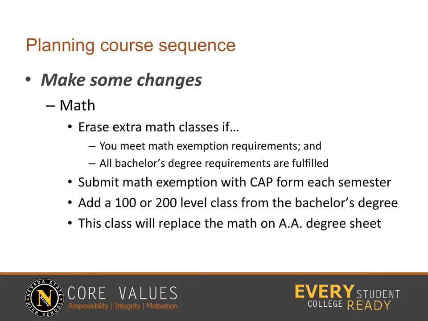You will need to file a math exemption with your CAP form for the semesters that you are not taking math. When you replace the math classes on your degree planning form, remember, use 100 or 200 level classes from your bachelor's degree sheet. This new class will also replace your math class in the elective category on your associate's degree sheet. I hope you used a pencil. You can do this with your extra math classes now. Click to the next slide when you are ready.